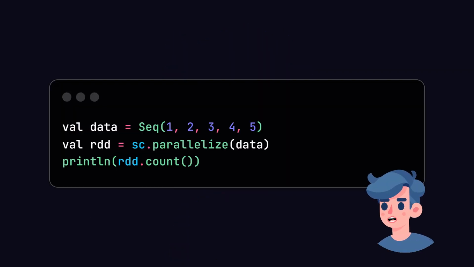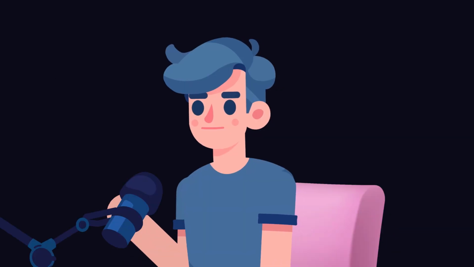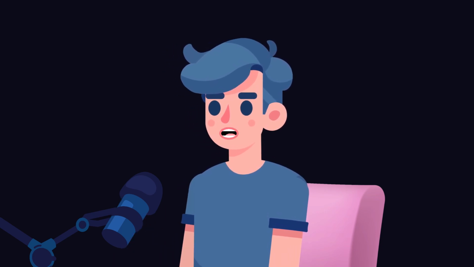In the Spark shell, you can run simple Spark commands. Let's try a quick example by creating an RDD and counting the number of elements. You should see the output is 5 in your Spark shell, which means everything is functioning correctly.